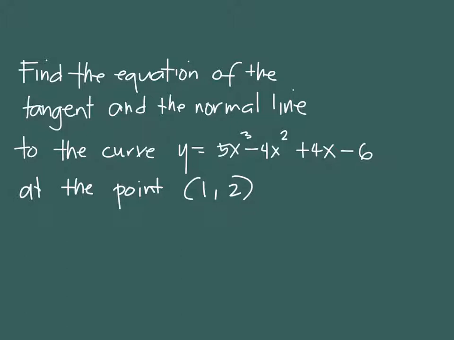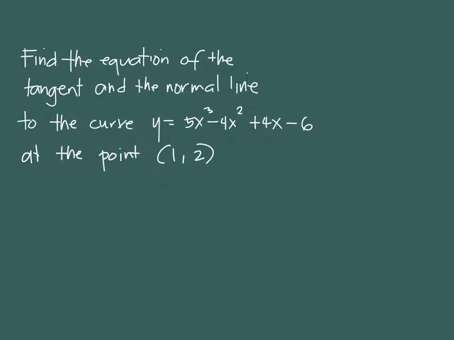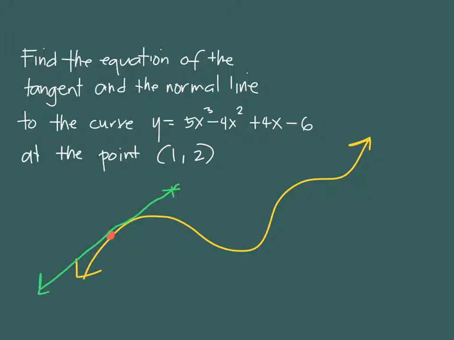Okay? So although we don't have the graph yet of 5x cubed minus 4x squared plus 4x minus 6, let us take a general example. So similar to the one we have earlier, suppose that the point 1, 2 is located here. Okay? So that means we're looking for the tangent line, which is the line passing through that point and touching the curve. Okay, so we want to find the equation of the tangent line.